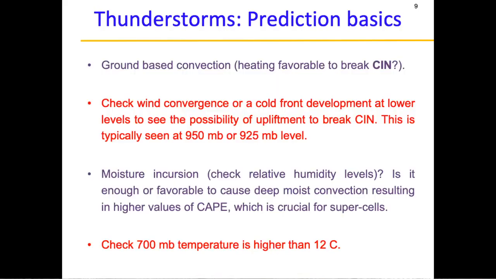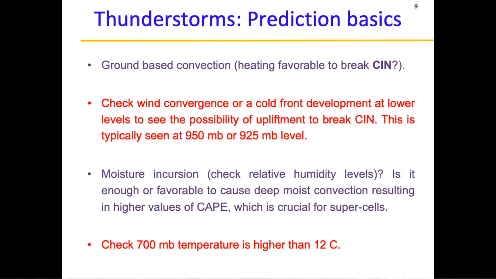Prediction is basically ground-based convection. How much is the heating? Is it enough to break the CIN? That's very important. So we need to look at the parcel temperature and the temperature profile of the background, which is the atmosphere. If they are not conducive, then we have to check the wind convergence, or a cold front development, or a possibility of a mid-level instability that will bring the cold air down, allowing the CIN to break. And generally the CIN breaking level is seen at the 950 or 925 millibar level, because if the CIN is very strong at these levels, then there is absolutely no possibility of thunderstorms forming.